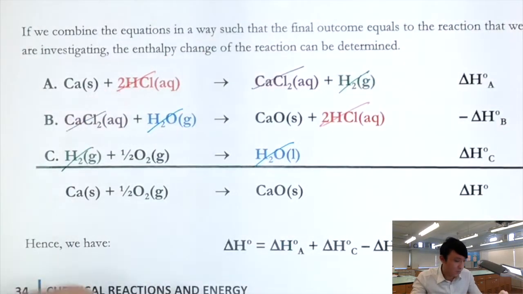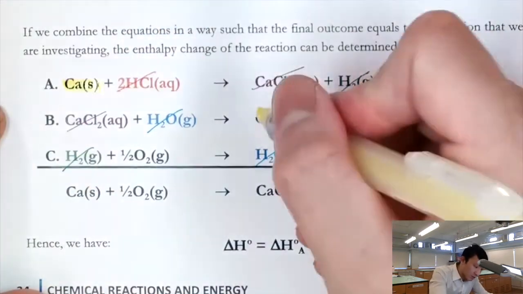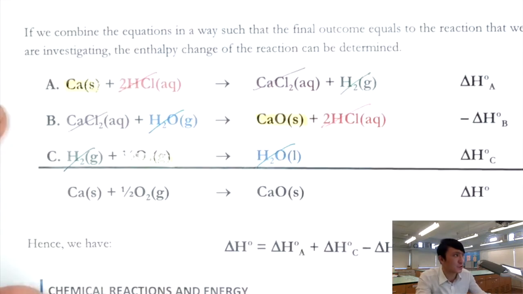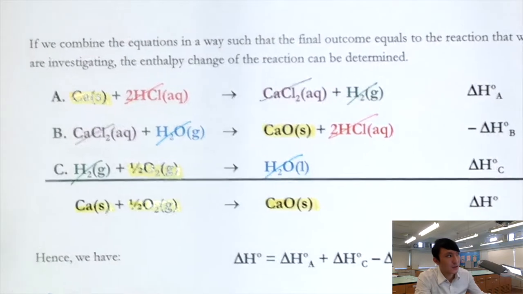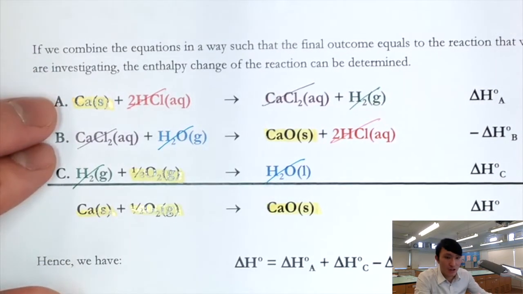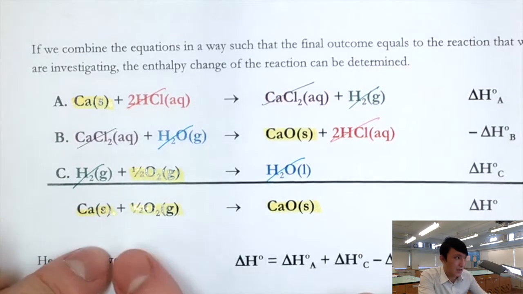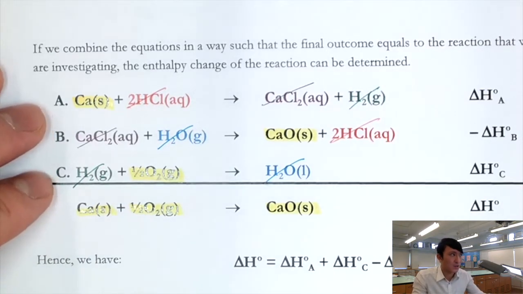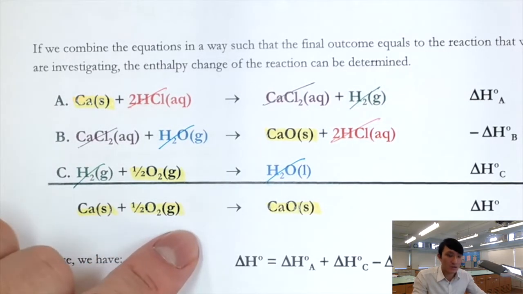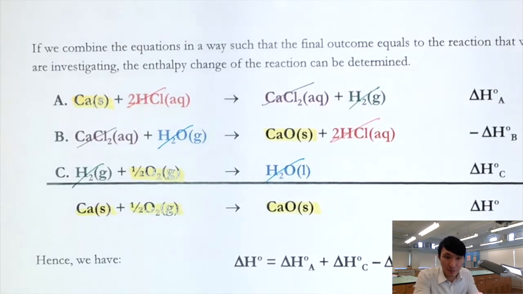So what do we have left? We have calcium oxide, and half mole of O2, which is exactly what we want down here. Do you agree? So that's why when we arrange the three equations in this manner, when they are combined, then we must have this one. So this is what I want. This is what I said at the beginning. We try to arrange the equation so that we can get what we want.